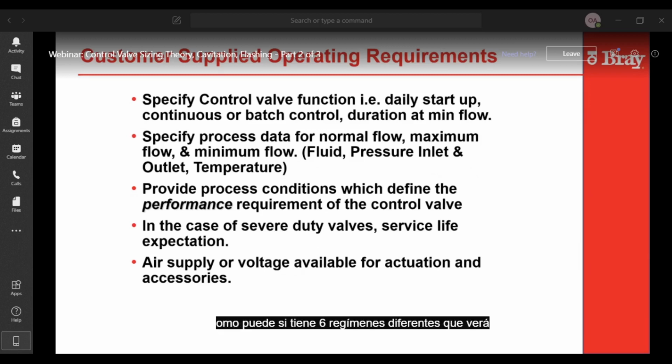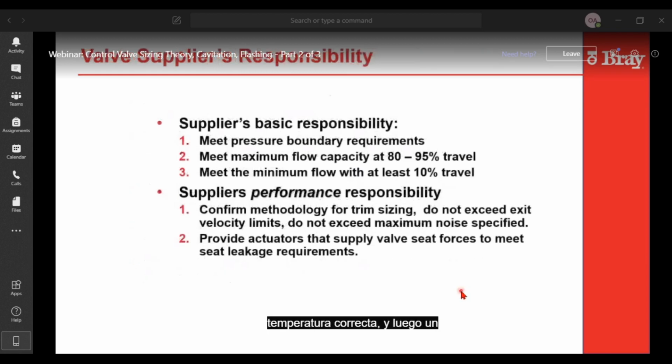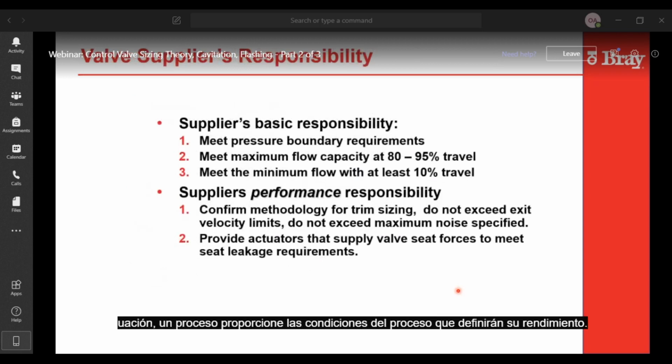If you've got 6 different regimes that the valve will see, give us 6 different flow rates. At a minimum, give us 3: max, normal, and minimum. Make sure you give us the right temperature, and then provide the process conditions that will define your performance. Is the valve a control valve for temperature or pressure? We need to know what the valve's doing as well.